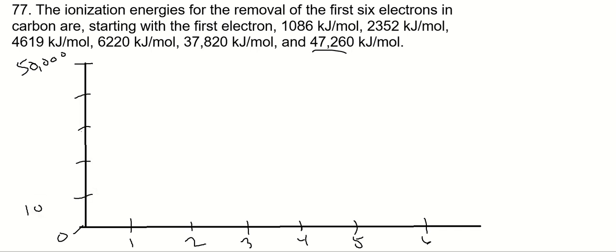Not bad. All right, 10,000, 20,000, 30,000 kilojoules, and 40,000 kilojoules. This is all kilojoules. All right, let's see what this looks like. First ionization energy right there is a little over 1. You can barely see that. All right, and then the second one's going to be a little bit more than double.